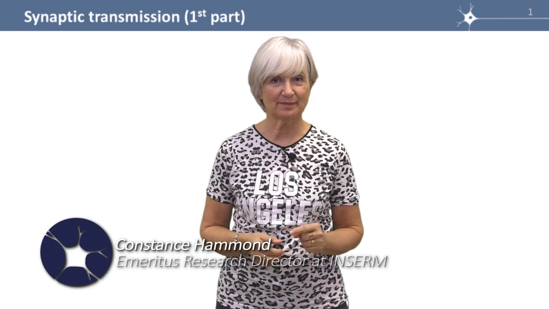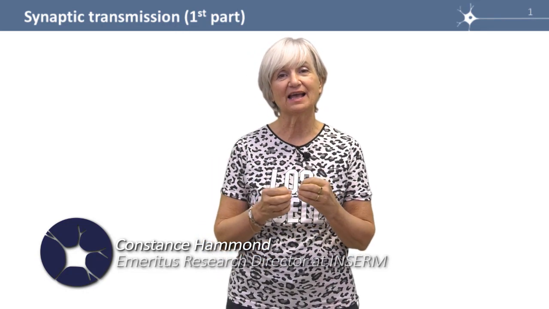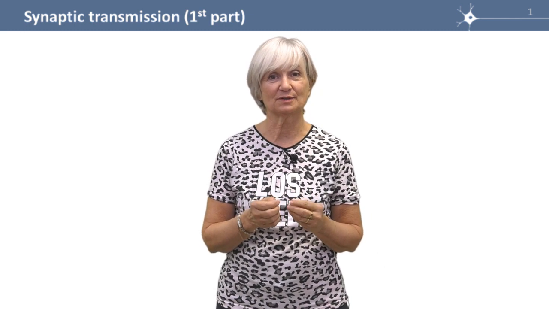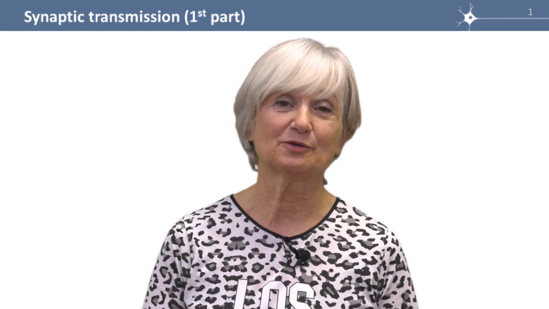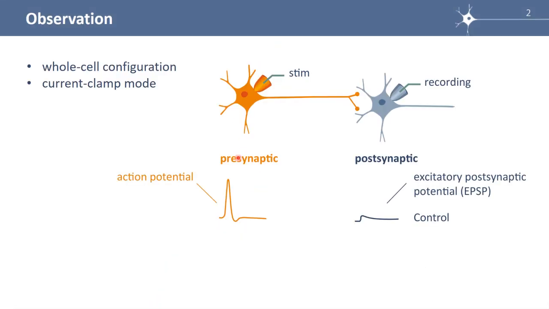In this third chapter, we will study how the action potential arriving at the axon terminals evokes neurotransmitter release. Let's begin by observing synaptic transmission. Let's suppose we have two connected neurons. Here the presynaptic neuron is in orange and the postsynaptic one in blue.